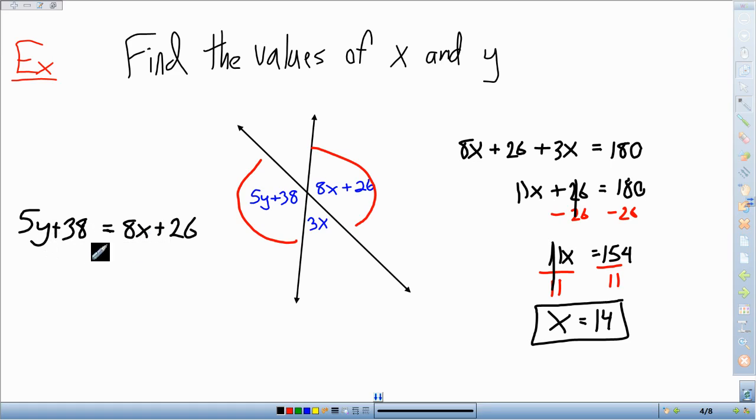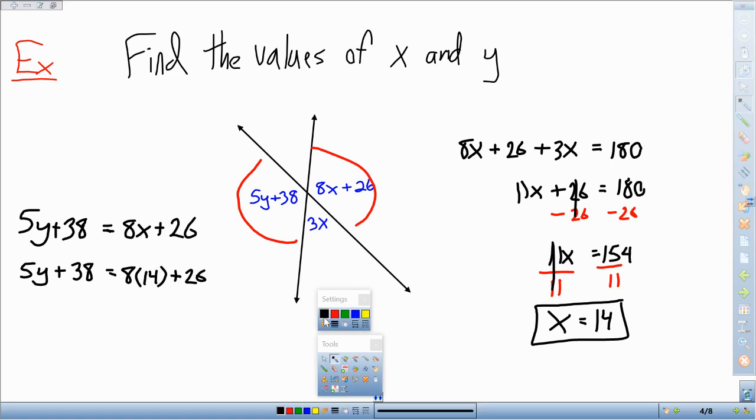All right, this right here is impossible to solve, but now that we know what x equals, we can plug it in, and then we'll just have the single variable, the y, to solve for. Okay, so that's going to be my next step. So 5y plus 38 equals 8 times x, which we figured out was 14, plus 26. Okay, now we can do a little bit of simplifying.